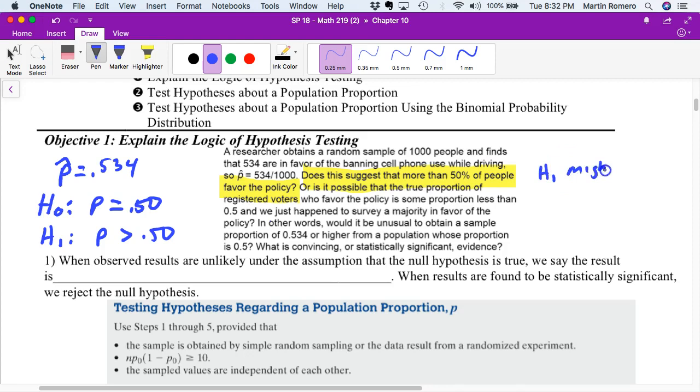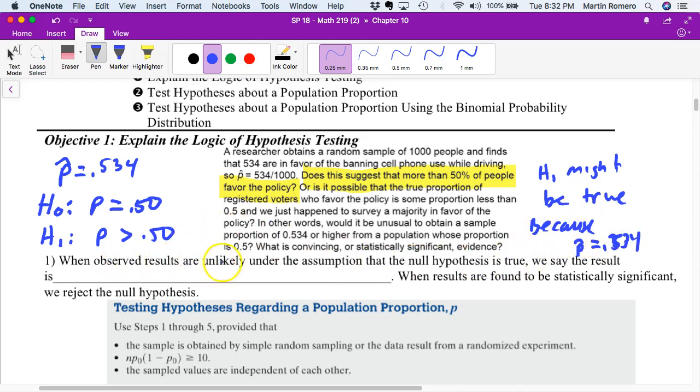H1 might be true. Why might it be true? It might be true because we know the p-hat is equal to 0.534. So that's some evidence that it might be true.